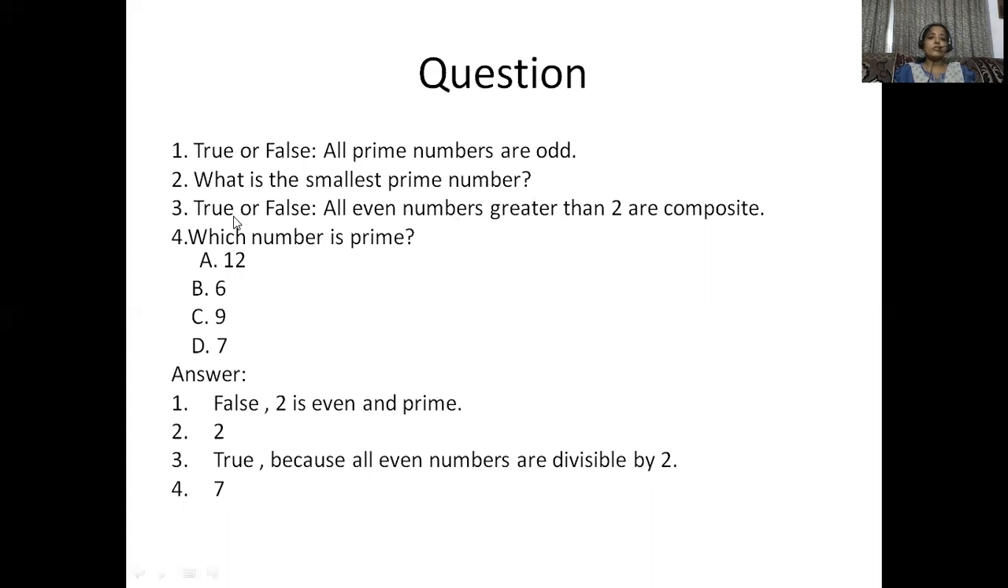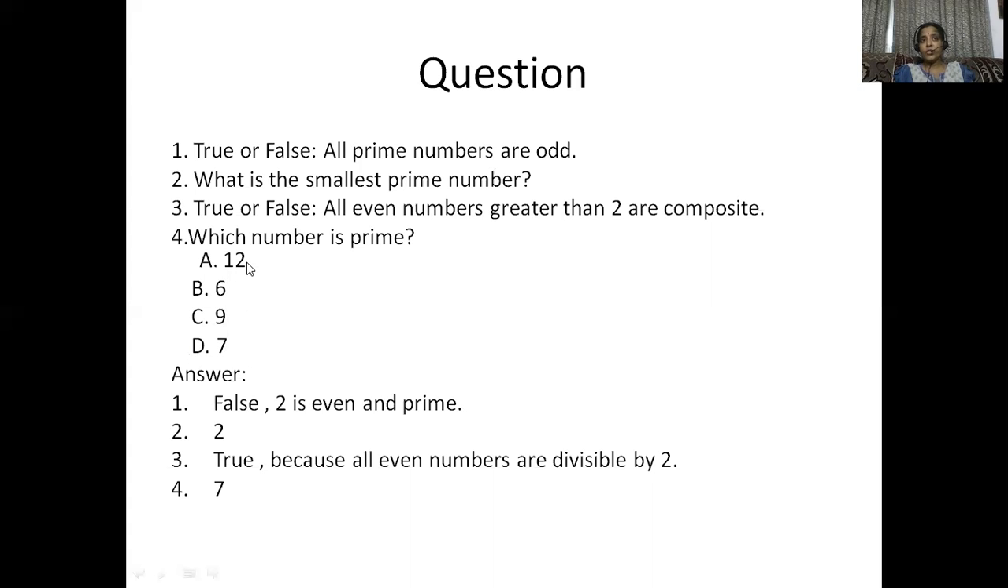The third question, true or false? All even numbers greater than 2 are composite. Is it true? True, because all even numbers are divisible by 2. 4, 8, 6, all even numbers are divisible by 2. So they are all composite. Fourth question, out of the A, B, C, D options, which number is prime? A is 12, B is 6, C is 9, D is 7.